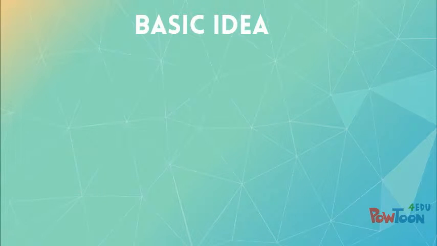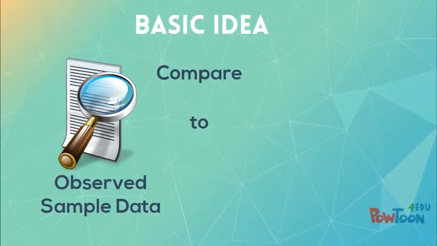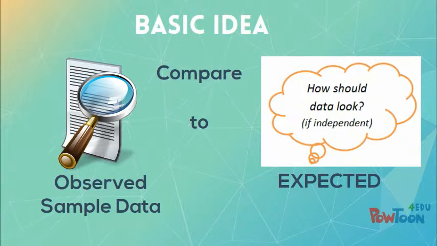The basic idea of a test for independence is to compare observed sample data in various categories to what you would expect the data to look like if the two variables were not related.